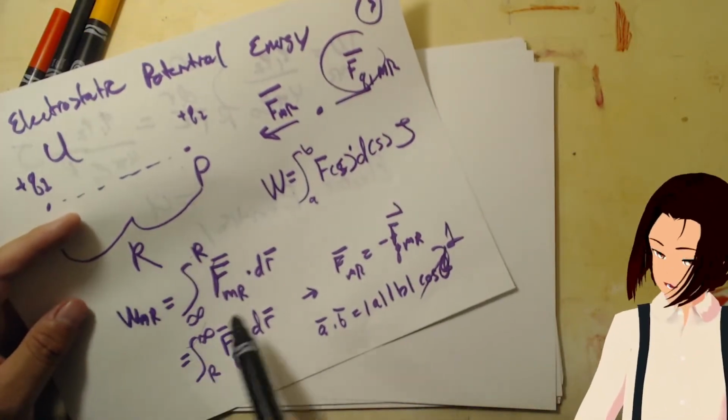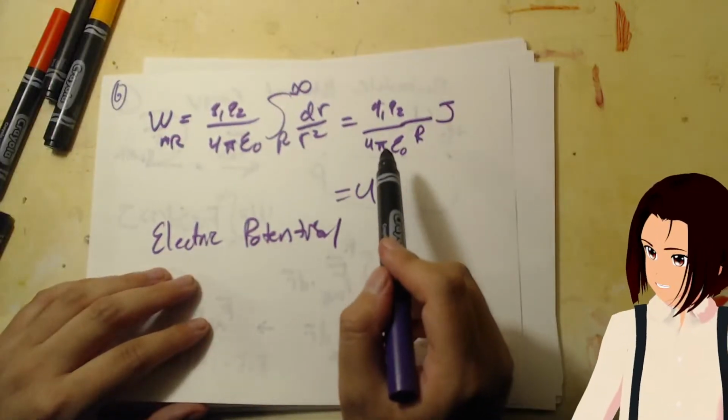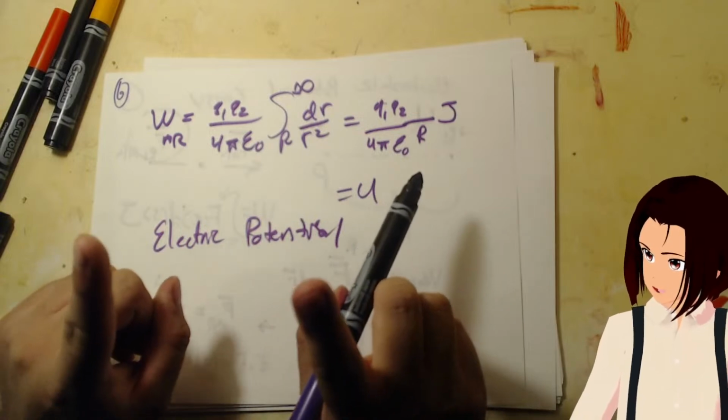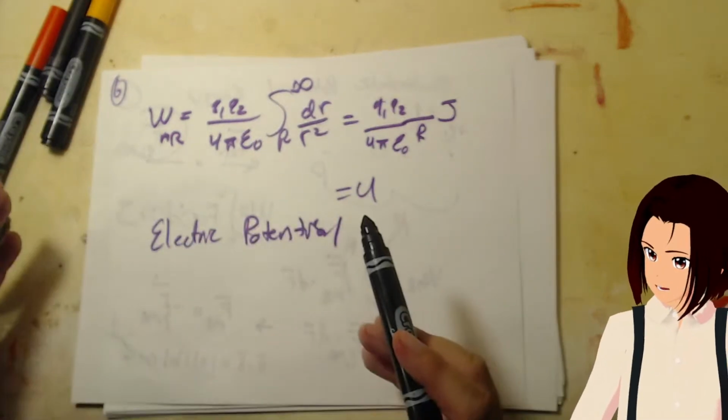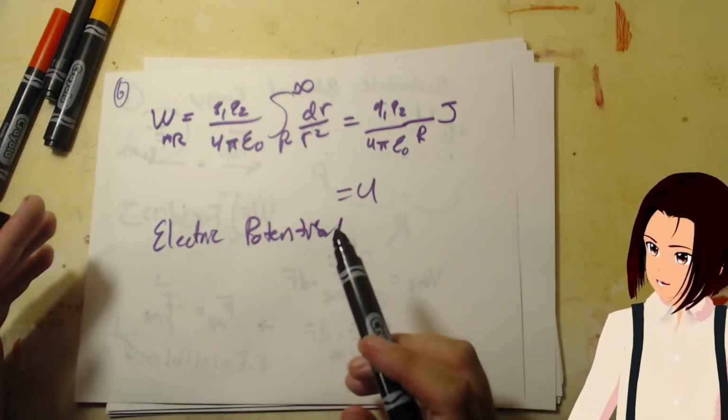You know this is calculus, and there it is. But that's for two charges, by the way. Electrostatic potential energy is measured in joules, but electric potential is not.